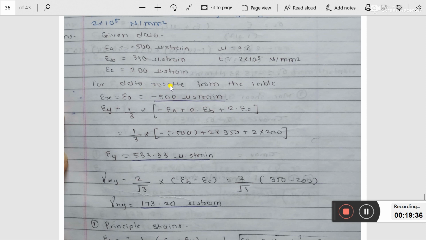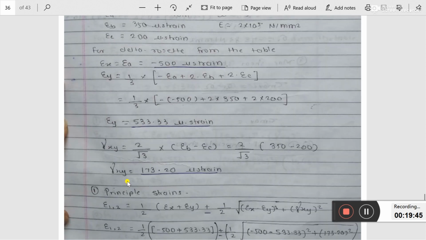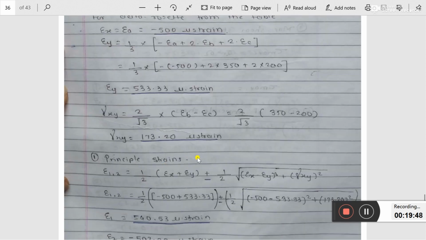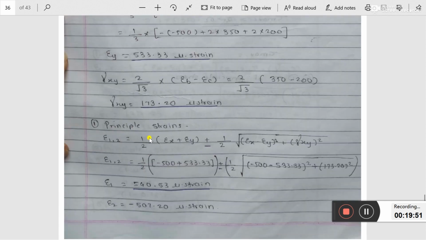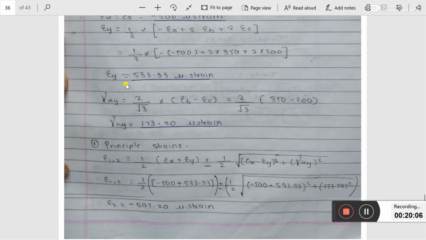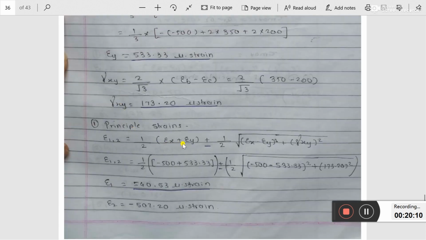So like that, by using these three values and the type of rosette, and by taking the reference of that table, I have calculated the values of epsilon x, epsilon y, and gamma xy. Then I will go on to calculate the unknown parameters which they have asked in the statement. First is the principal strain. To calculate the principal strain, the formula is available in the form of addition and subtraction, in terms of epsilon x, epsilon y, and gamma xy, which we have already calculated. So I put the values of epsilon x, epsilon y, and gamma xy, and by taking the addition of these terms, I have calculated epsilon 1.